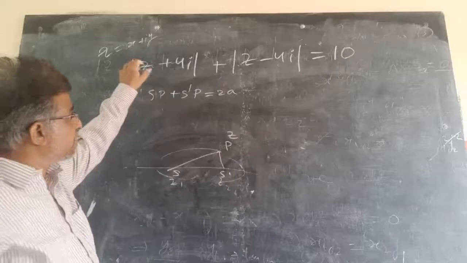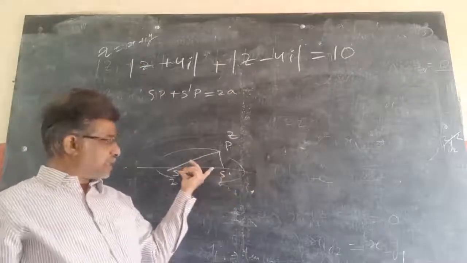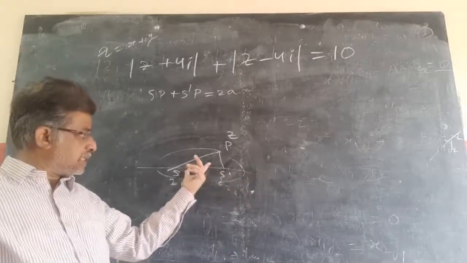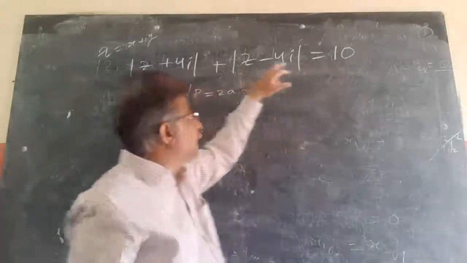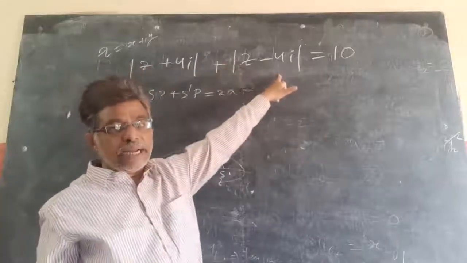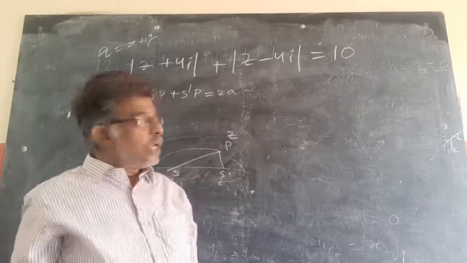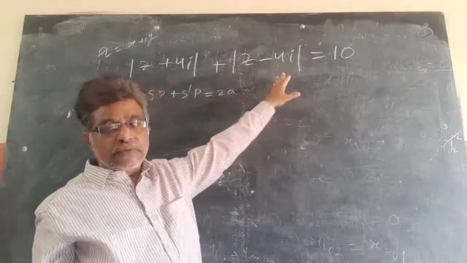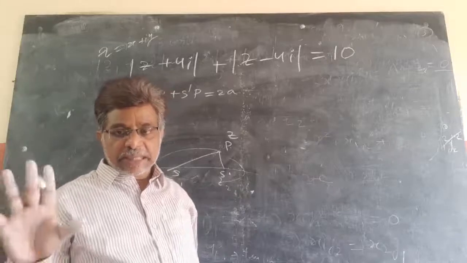And the distance between the two, Z1 and Z2, is less than 2a, because this total is 2a. So this distance is less than 2a. 2a is given as 10, and the distance between these two, 4i and minus 4i, is 8 units, which is less than 10 units.